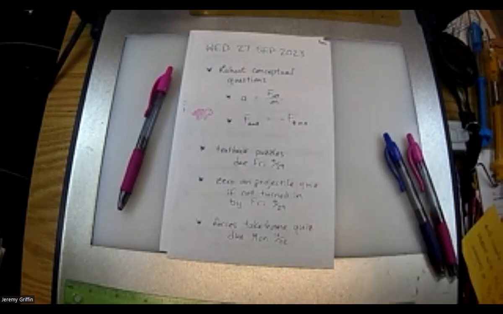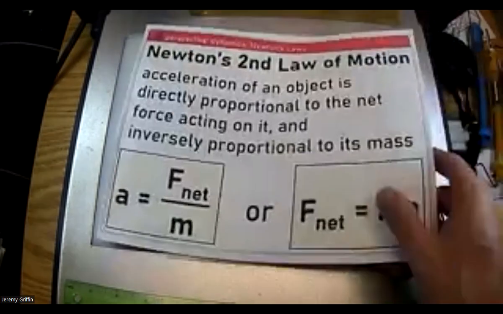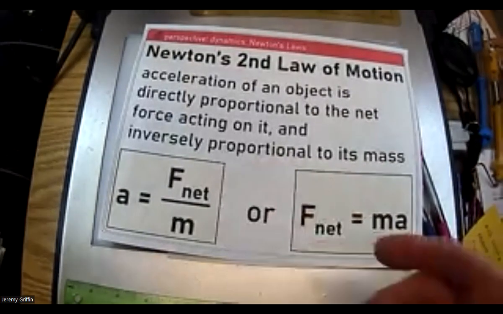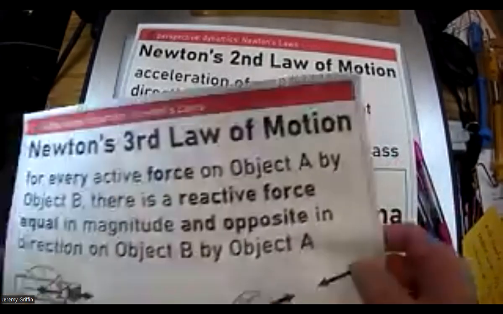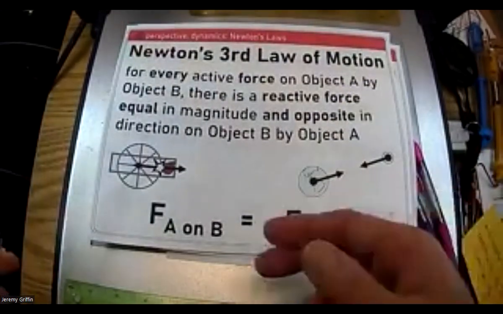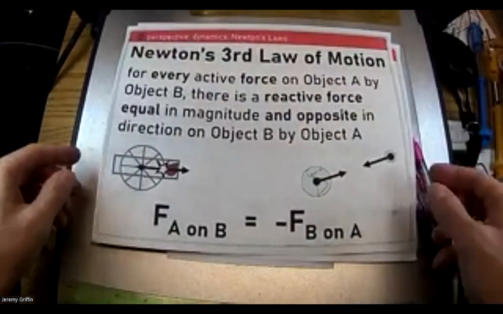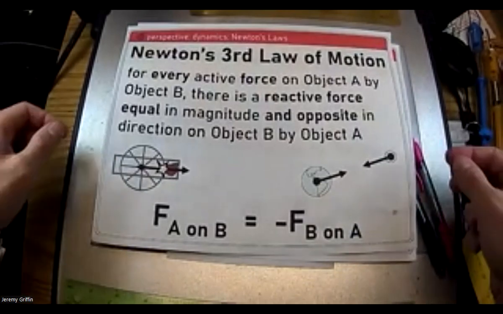You guys remember here, Newton's second law of motion tells you how things accelerate. There's some net force acting on some mass, right? And Newton's third law is the equal and opposite rule. So you have two different objects interacting, right? And then the force between them is always equal and opposite.